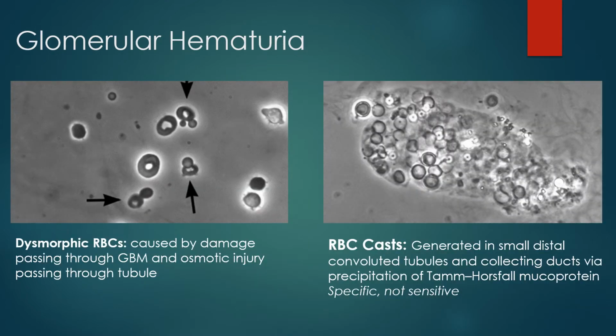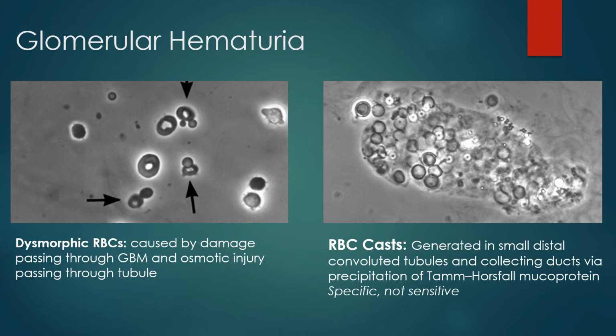This slide goes through the findings that you may see on urine microscopy for a patient who has glomerular hematuria. So as mentioned before, dysmorphic red blood cells are caused by damage to the red blood cells passing through the GBM and osmotic injury passing through the tubule. You can see compared to the previous slide that these red blood cells look far more abnormal, with a few donuts as well as red blood cells having blebs on them.